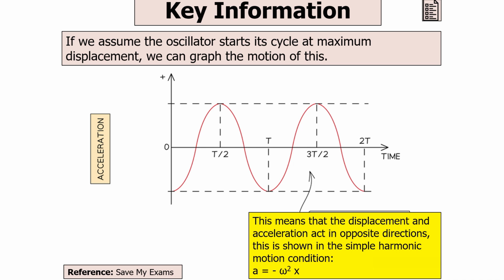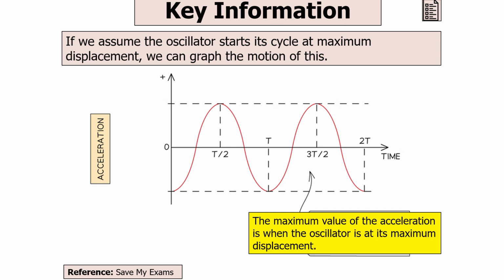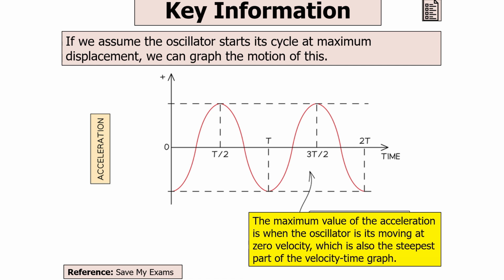Now this does indicate to us that the displacement and acceleration act in opposite directions, and this is shown in our simple harmonic motion condition: a is equal to minus omega squared x. So what this means is that when a mass has a positive displacement to the right, the acceleration is in the opposite direction to the left and vice versa. So the maximum value of the acceleration is when the oscillator is at its maximum displacement. This is shown because it's also the steepest part of the velocity time graph, and the gradient of the velocity time graph gives you your value of acceleration.